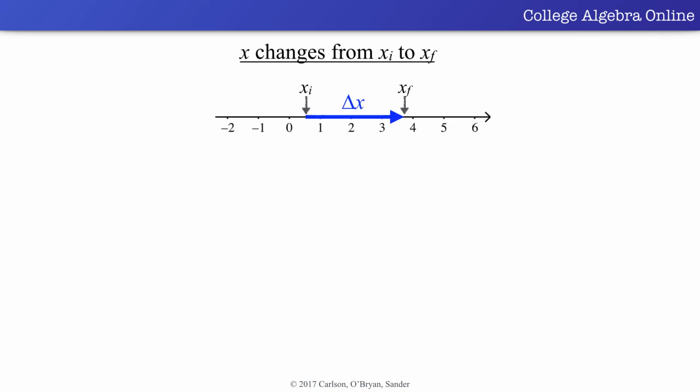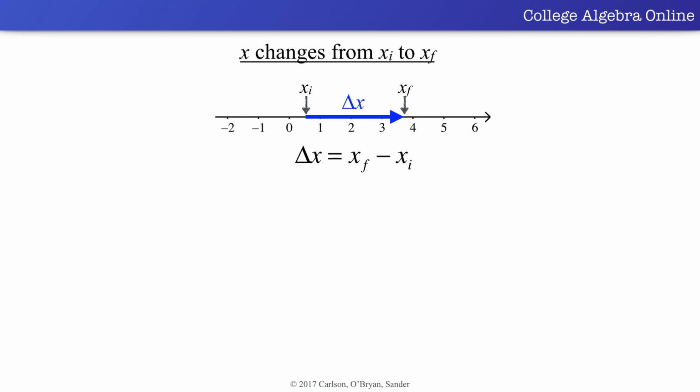Anytime we track a change in some varying quantity's value, the value begins with some measurement and ends with another measurement. The change is the difference between these values. That is, if x represents the value of some varying quantity, and x changes from some initial or starting value x sub i to some final or ending value x sub f, then delta x equals x sub f minus x sub i.